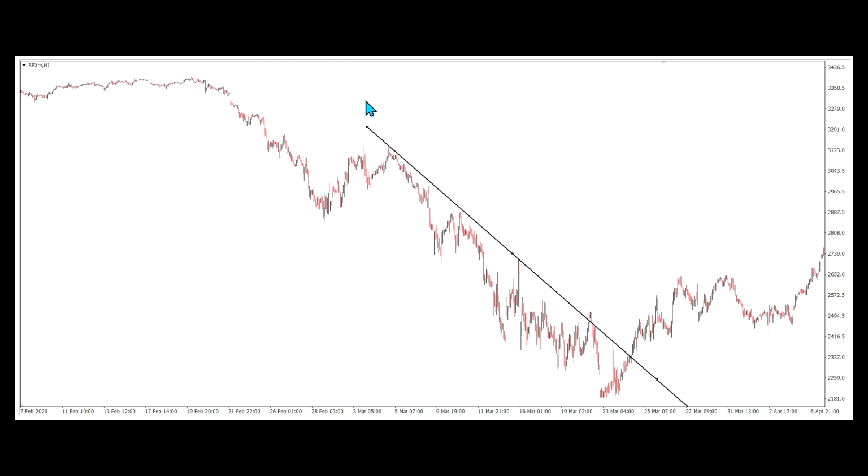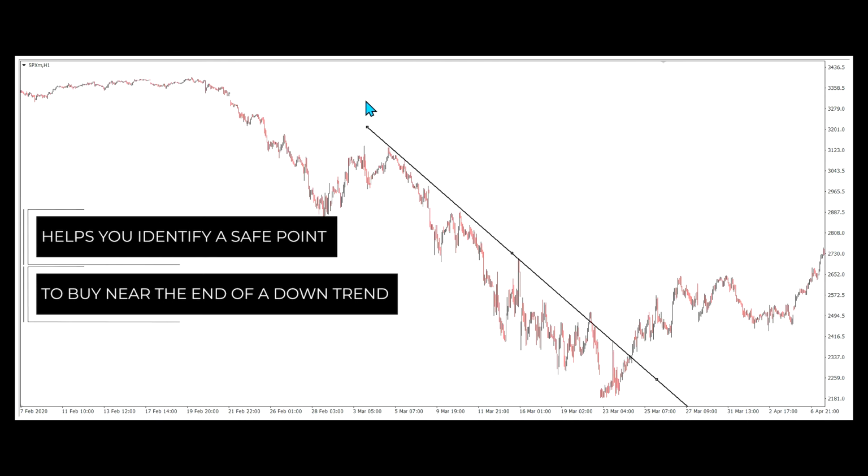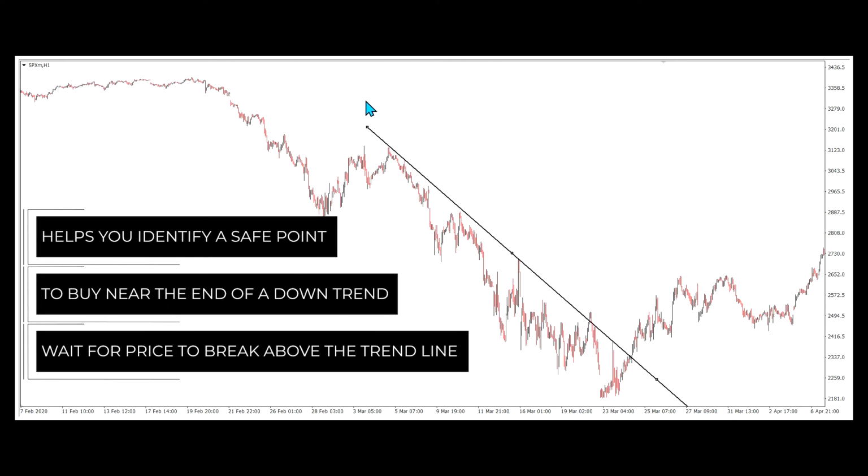Another benefit of drawing and utilizing trend lines is it helps you identify a safe point to buy near the end of a downtrend. So what you want to do is wait for the price to break above the trend line and then buy.